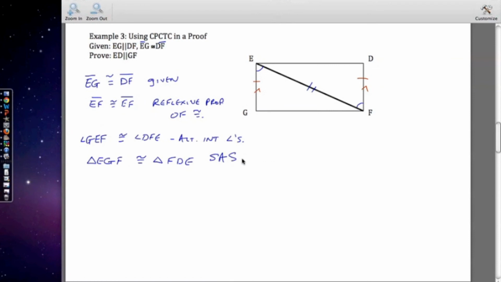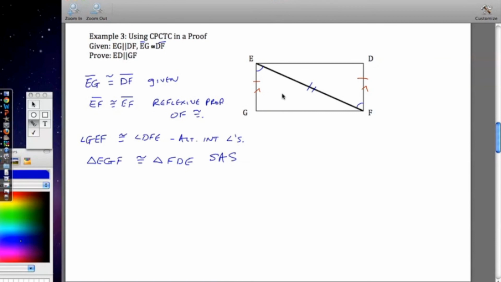And so if I'm using side, angle, side, now I can say that these two triangles are congruent. So triangle 1 and triangle 2 are congruent. This is good for us. Because now what we can say is if we could prove that these angles here were congruent, we could say that these lines are parallel. So ED and GF, which is what we want.